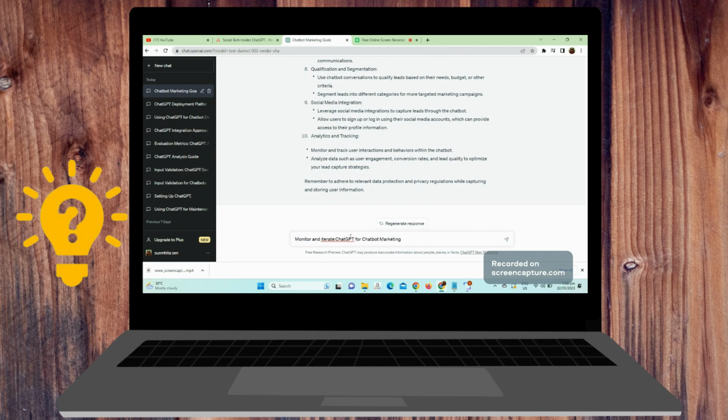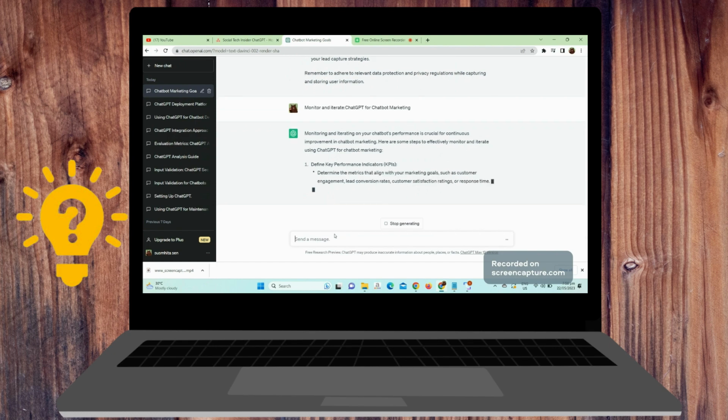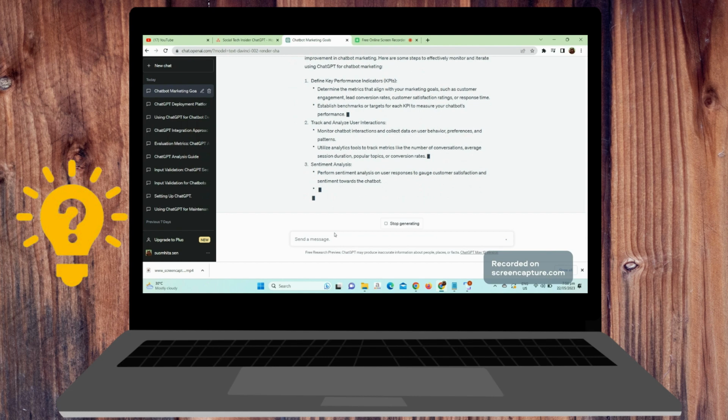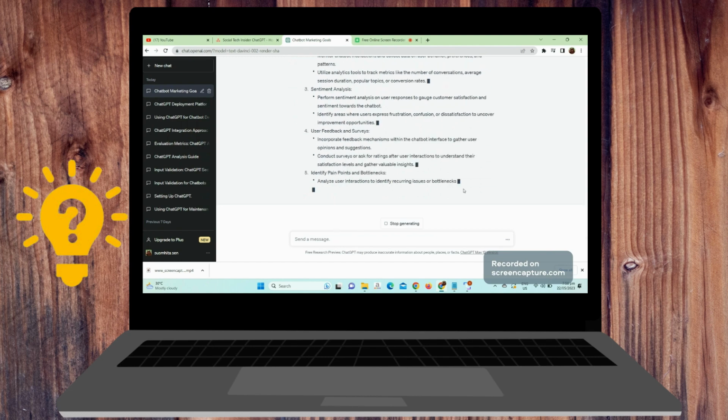Providing genuine value and delivering a positive end user experience will increase the effectiveness of your chatbot as a marketing tool. Regularly analyze its performance and refine your strategies to achieve optimal results.